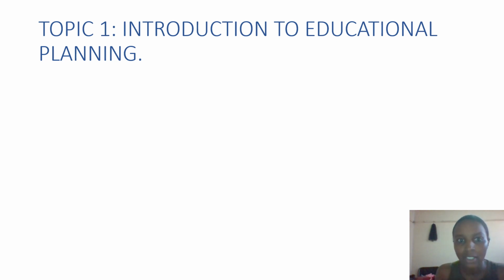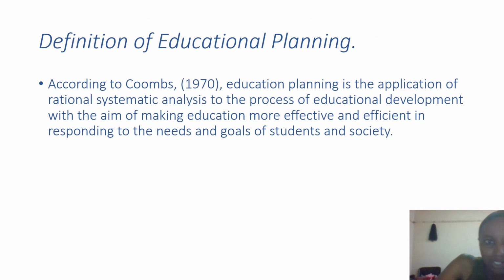Today we're going to look at the planning of economics in education, and we shall look at the first topic, which is the introduction to educational planning, which was defined according to Combs in 1970. He defined educational planning as the application of rational, systematic analysis to the process of educational development with the aim of making education more effective and efficient in responding to the needs and goals of students and society.